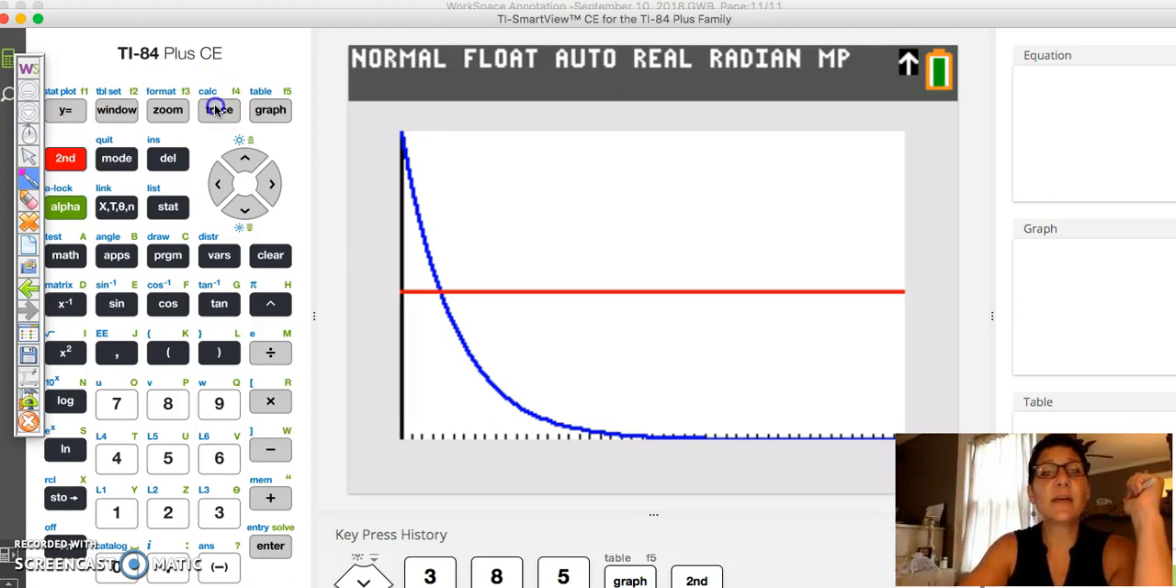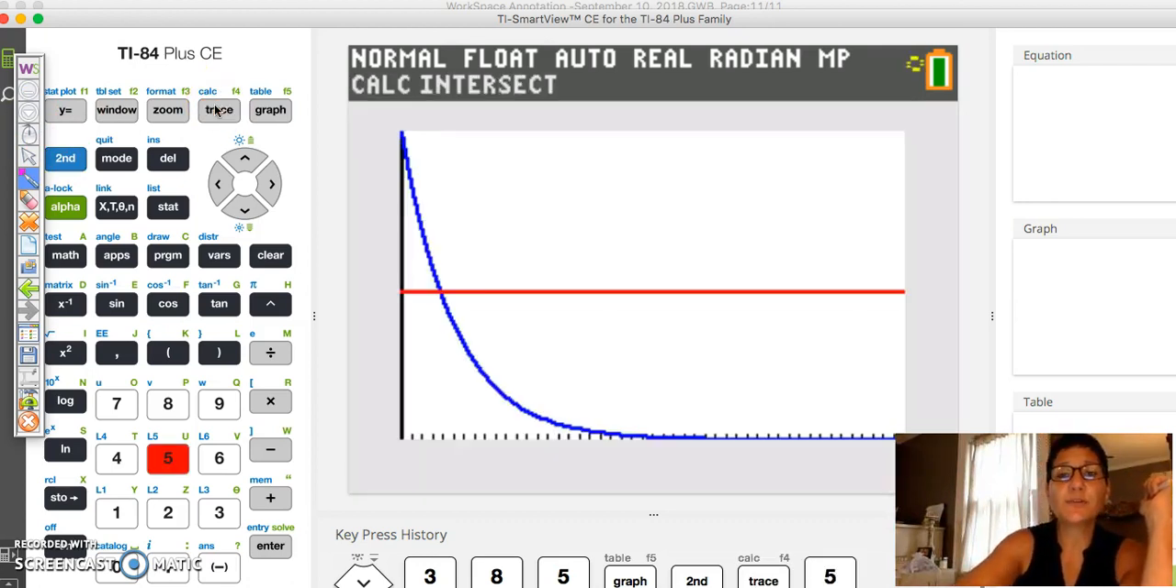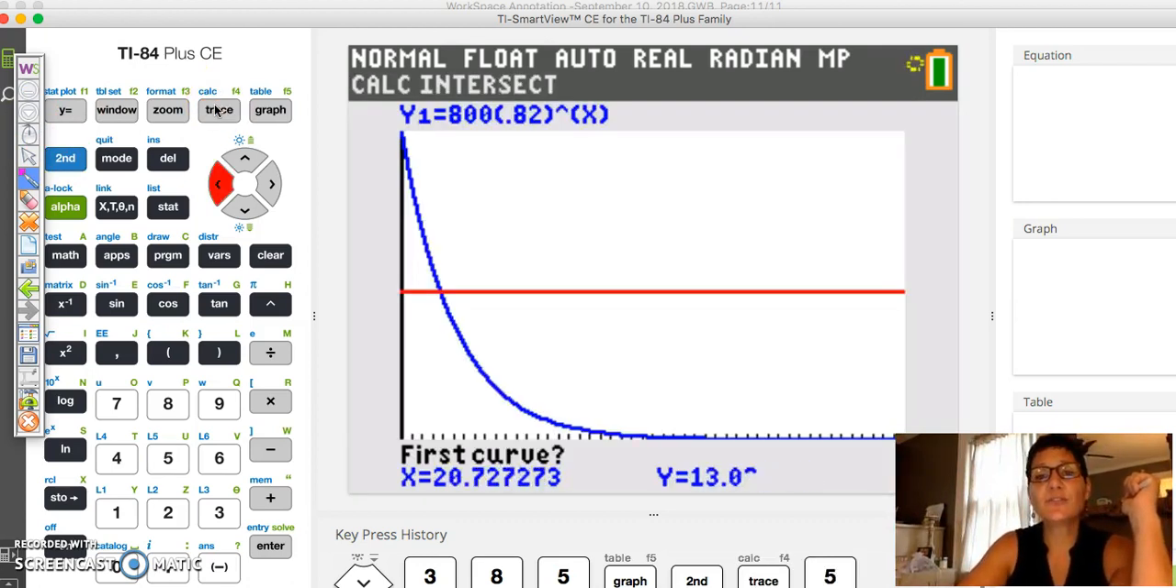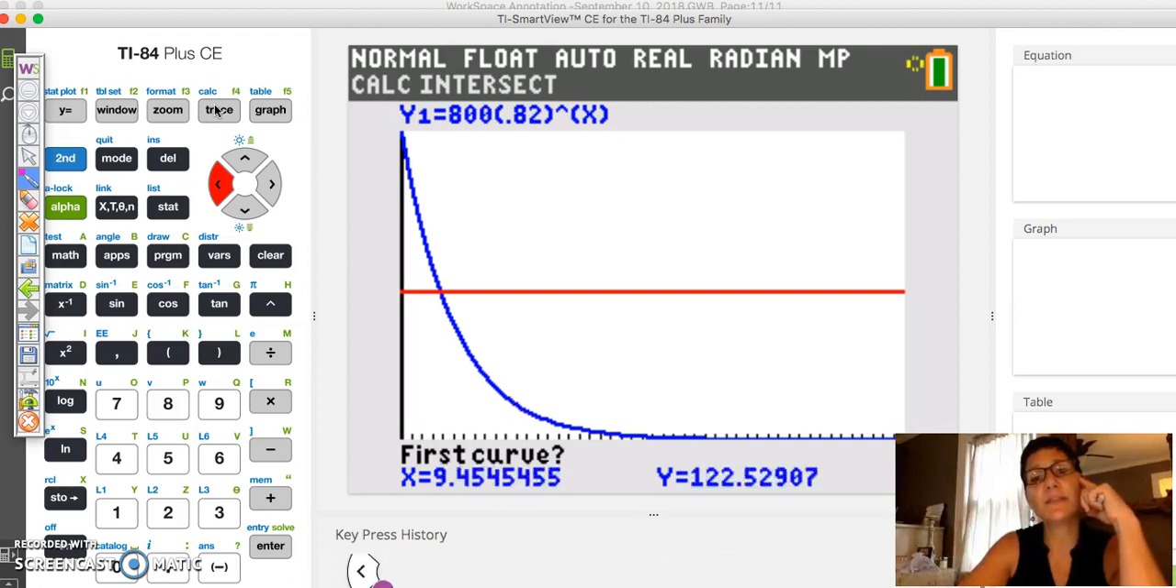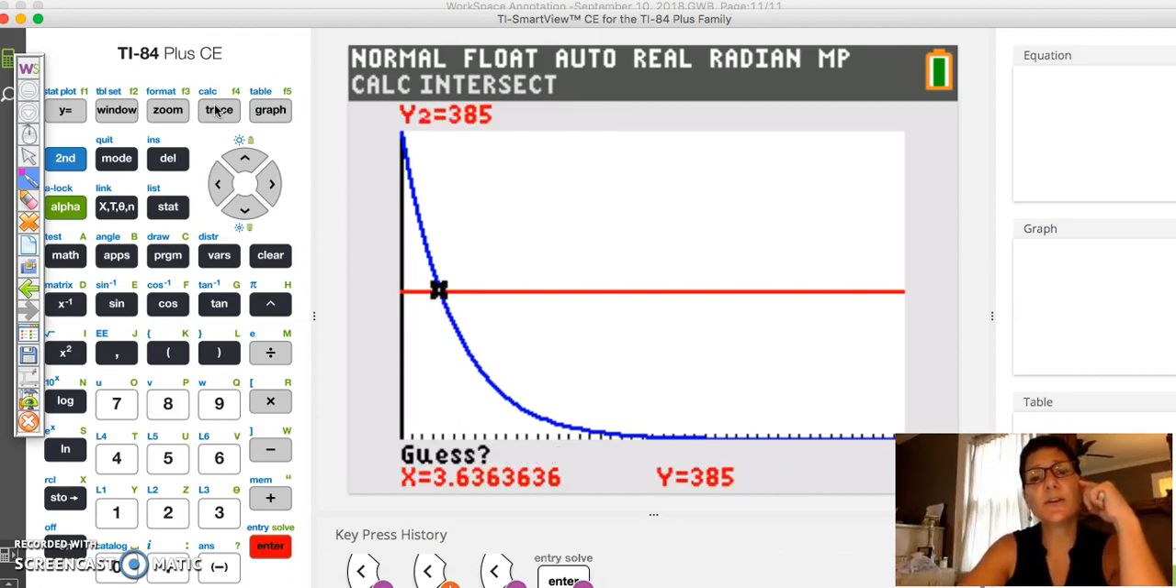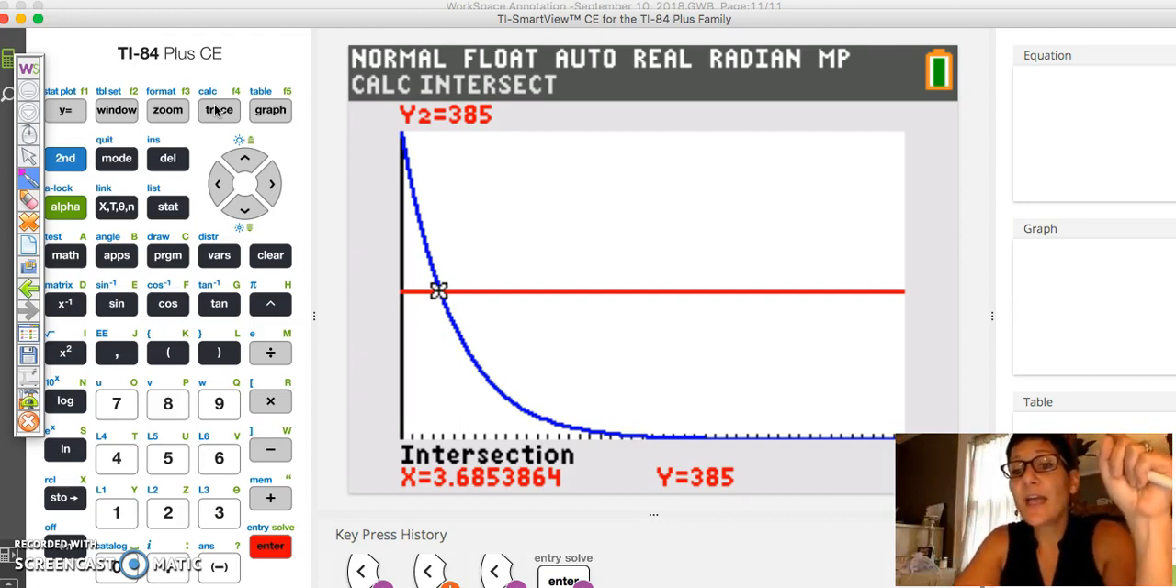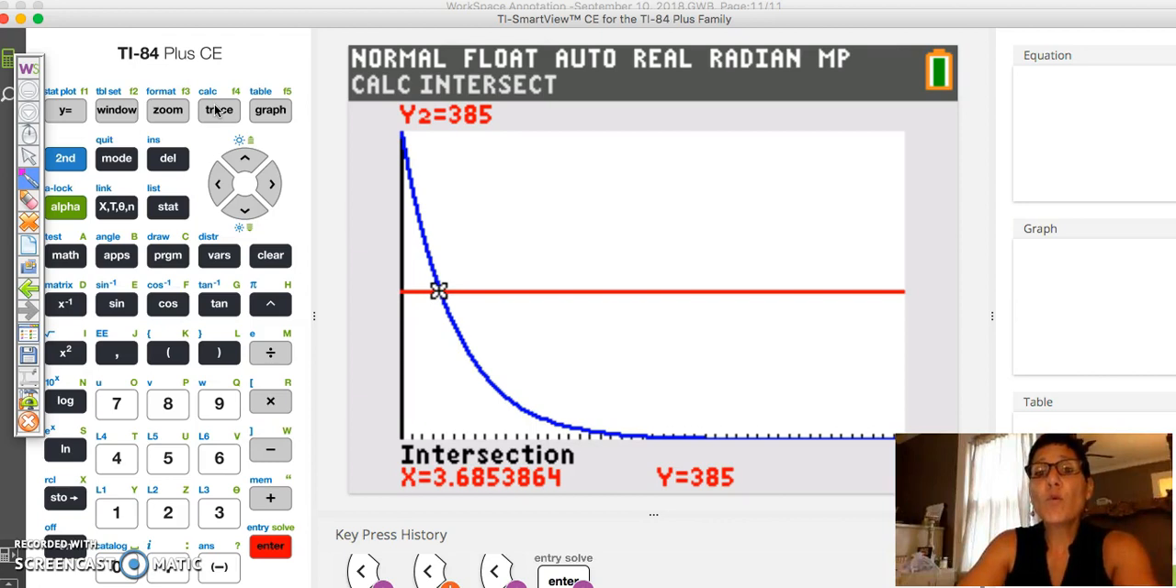So I'm going to do second calculate, and you'll see number 5 as an option, intersect. And then you're just going to scroll along this curve to get as close to that point of intersection. I'm hitting my left arrow. Okay, looks like it's pretty close. First curve, yeah, looks like a nice spot. Second curve, and then third curve. So you press enter 3 times, and then it'll give you the intersection. So it takes about 3.685 hours for the body to have 385 milligrams still in there.